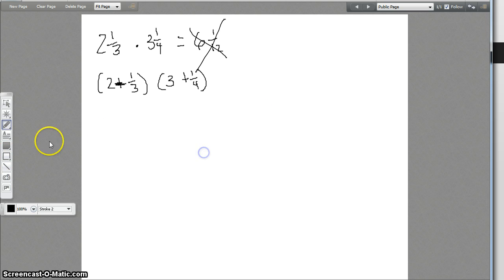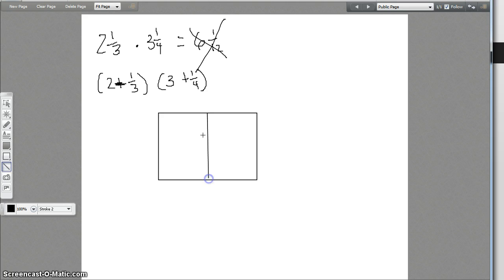So I'm going to draw a grid and put in my grid lines and multiply this out. So we have 2 and 1/3, and then we have 3 and 1/4.